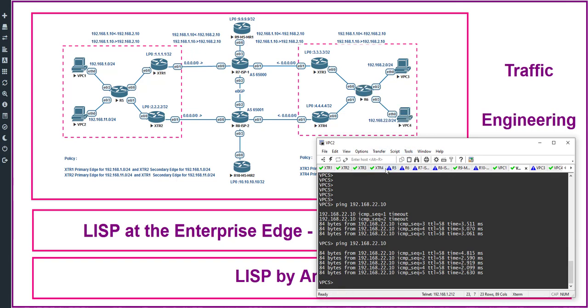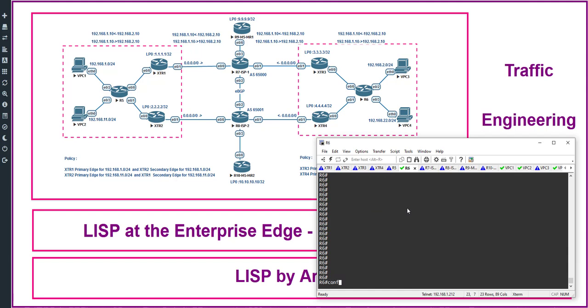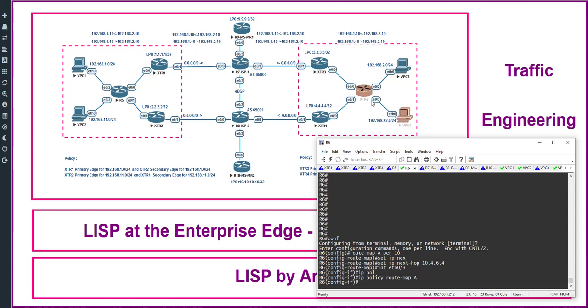On the ETH03, we can configure a policy-based routing. We can configure this policy-based routing in router 6, for example here. conf t, then for example route-map A, okay, permit 10, set ip next-hop 10.4.6.4, the IP of router 4. I'm going to assign this PBR to the ETH03: ip policy route-map A. This means that if in ETH03 we are receiving traffic, this traffic should be forwarded to XTR4. That's it. Let me show you the result.